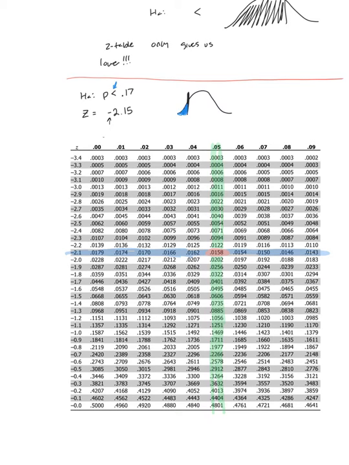So, in this case, my p-value is going to be 0.0158. This is like saying, okay, if my assumption is true, if exactly 17% of people feel this way, there's only a 1.58% chance this would happen. That's a pretty low percentage. Let's go ahead and do another one, though.